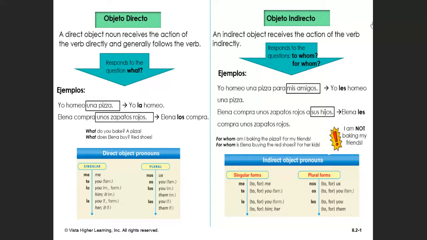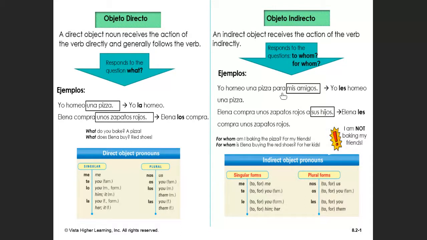What about my objeto indirecto? Like I mentioned a couple of times already, un objeto indirecto is the one that receives the action of the verb indirectly. Or better said, the way that I like to explain this is that the person receives the final result of the action, okay? So here we don't have objeto indirecto over here. We have it here though. Yo horneo una pizza para mis amigos.